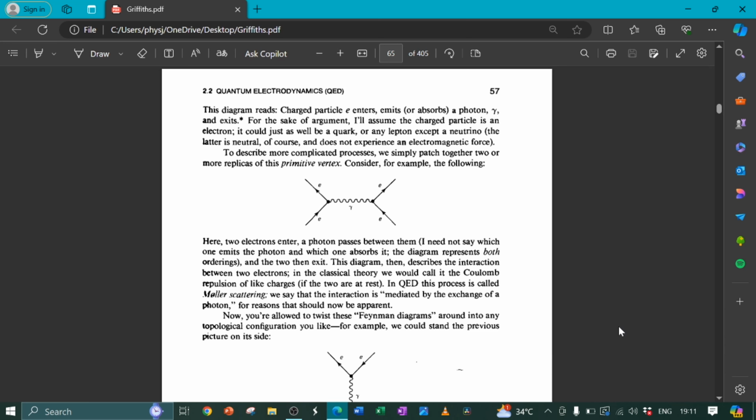In the classical theory, we would call it the Coulomb repulsion of like charges if the two are at rest. In QED, this process is called Møller scattering. We say that the interaction is mediated by the exchange of a photon, for reasons that should now be apparent.